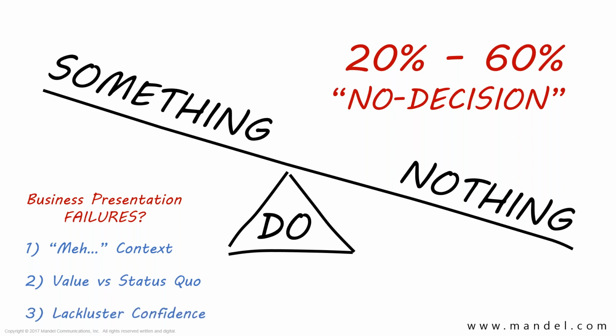And the third is more not what you say, but how you say it. It's perception of lackluster confidence. Because people who are trying to influence, they're evaluating you. And if you don't sound like you believe in what you're talking about, neither will they. So let's drill down into each one of these. And let's start with that first one, the meh context.